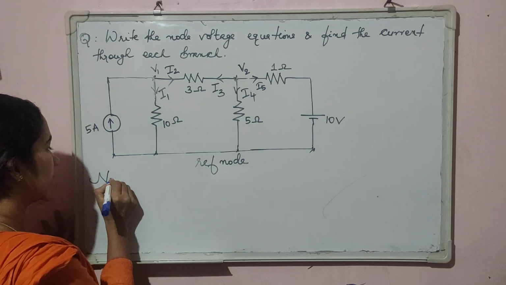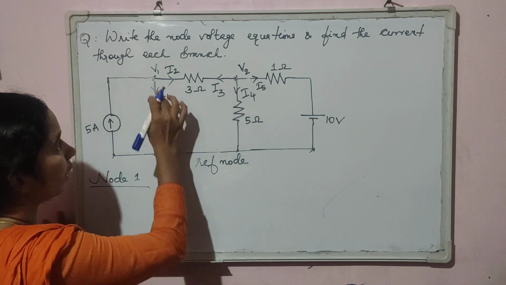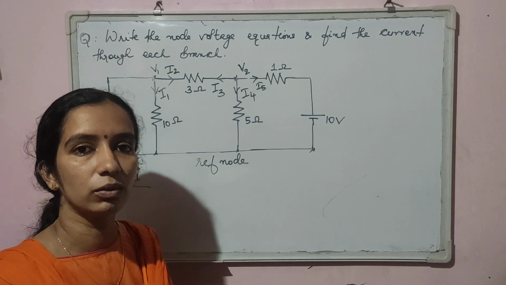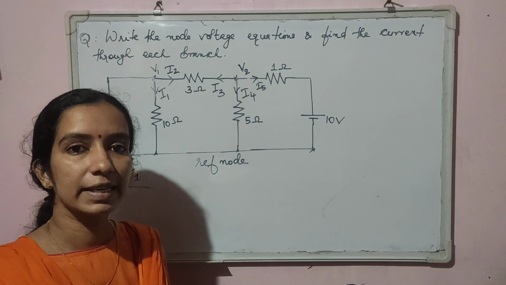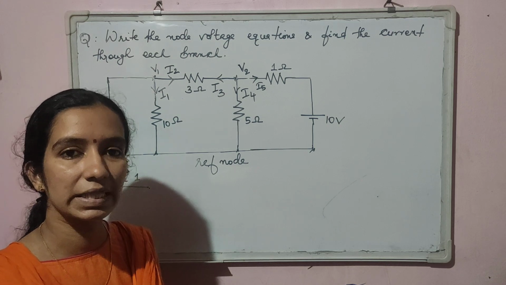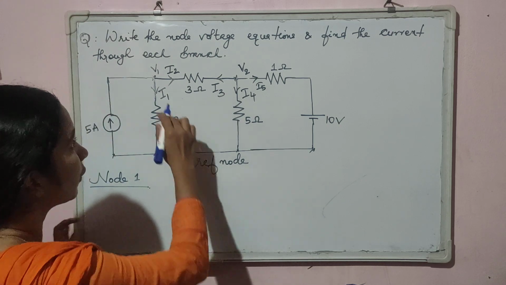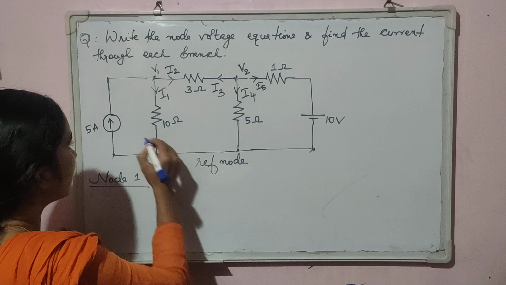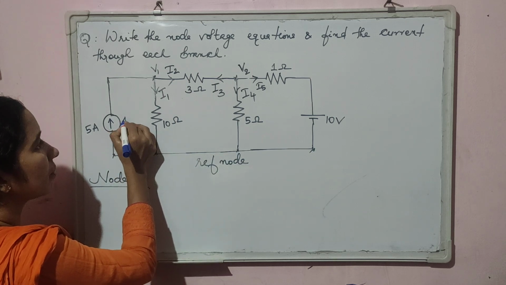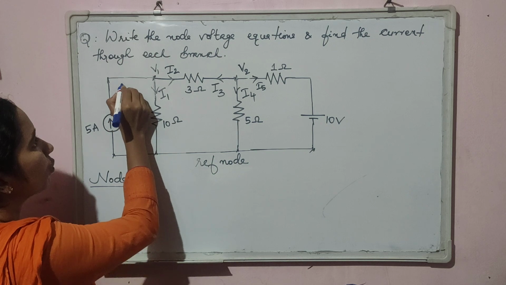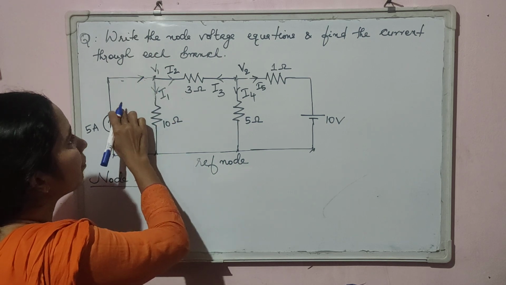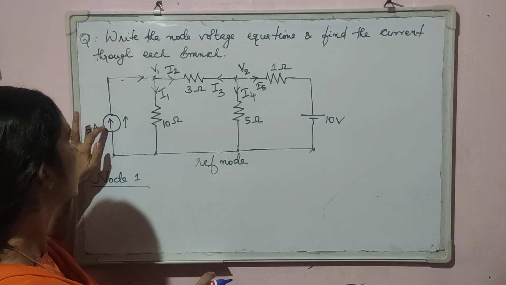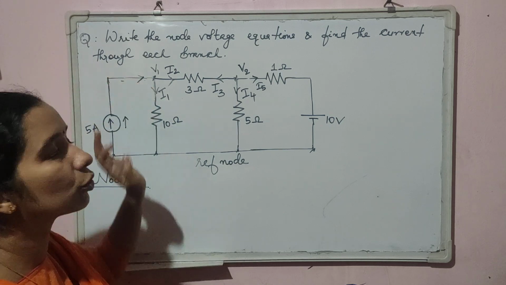Now let us apply Kirchhoff's current law to each of the considered nodes. So we are considering node 1 and applying Kirchhoff's current law to node 1. We know Kirchhoff's current law: the sum of currents entering a junction is equal to the sum of currents leaving the junction. So look at node 1. There are 2 currents leaving the junction, and see this current and its direction. The direction is marked like this, that is, this current is moving like this. So this 5 ampere current is entering the node.